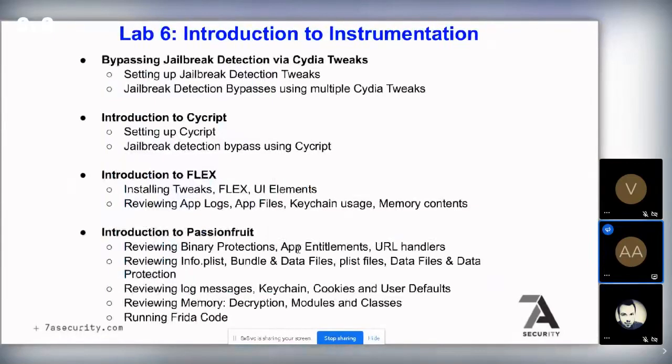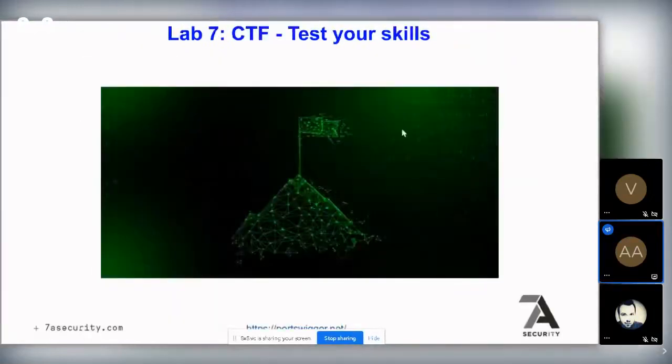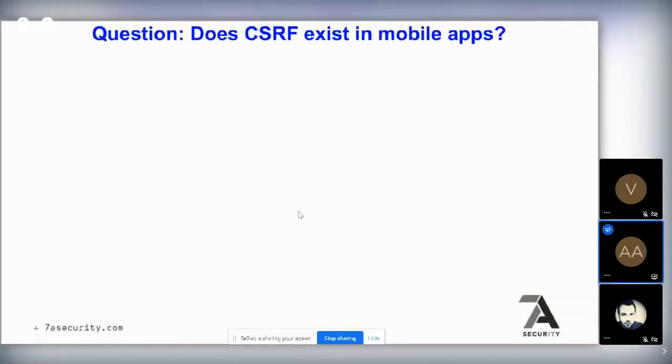We also check out different things here: bypassing jailbreak detection using Cydia tweaks, introduction to Ccrypt, introduction to Flex. Flex is a really cool tool that allows you to do a lot of stuff from the phone. And then we also cover Passionfruit, right? And then at the end, again, OpenTalent. So that is just a very quick overview about what the course is about. And today we're going to see some small parts of it.